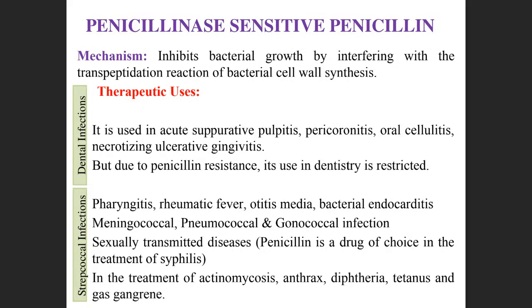They are used for conditions like pharyngitis, bacterial endocarditis, otitis media, etc. Apart from that, penicillin is a drug of choice for the treatment of syphilis, and it is also used for the treatment of diphtheria, anthrax, tetanus, gas gangrene, etc. You know what is diphtheria, anthrax, right? They are also bacterial infections. Diphtheria is a bacterial infection which leads to the formation of a covering in the throat, which leads to breathing difficulty, paralysis, or even death. So all these conditions are treated with the penicillinase sensitive penicillin.